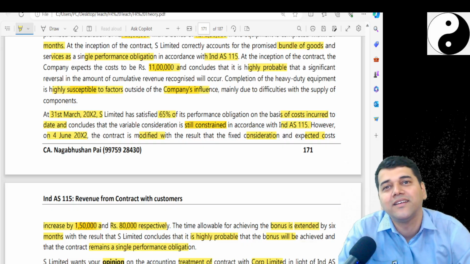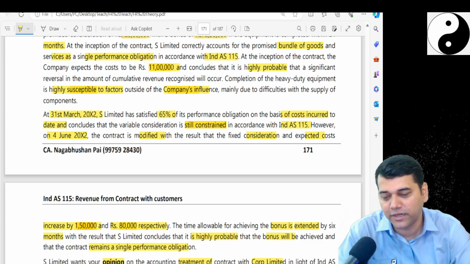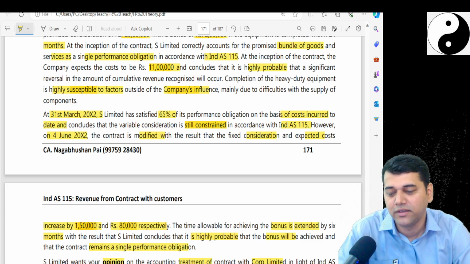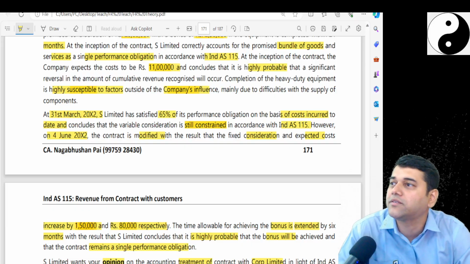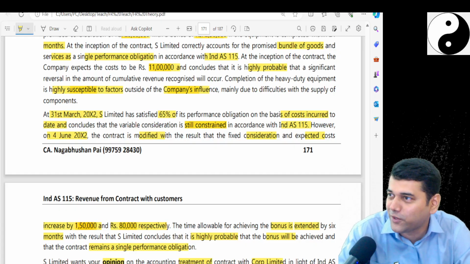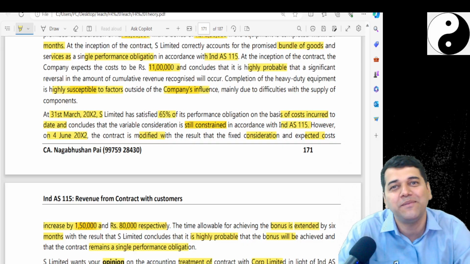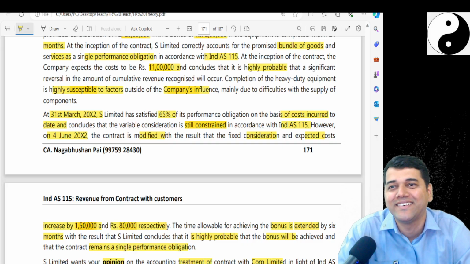How much? 60. You are telling 20 lakhs into 0.65, so 13 lakhs you will recognize as revenue. Yes, or you had some different opinion, Vidya? What is your opinion? You will say no revenue recognition only? Yeah, please share your independent opinion. Yes, Kriti.